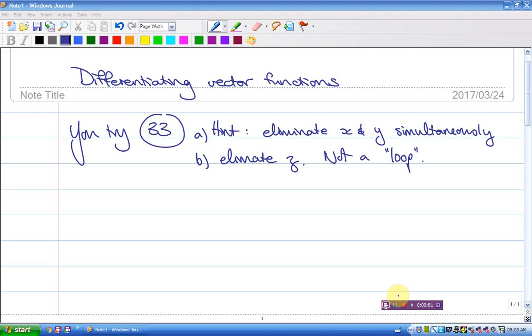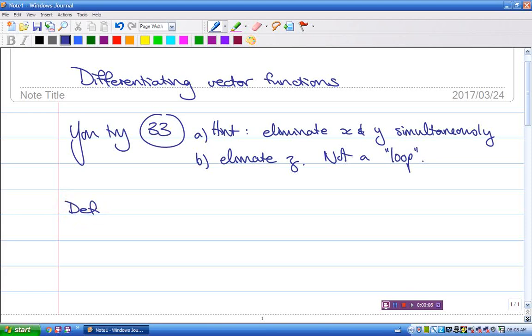Vector functions. Finally, some calculus. Okay, so the definition of the derivative of a vector function will look very familiar to you.